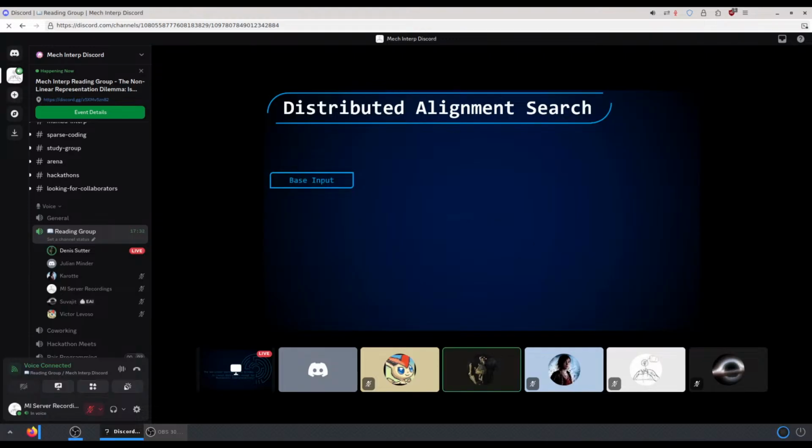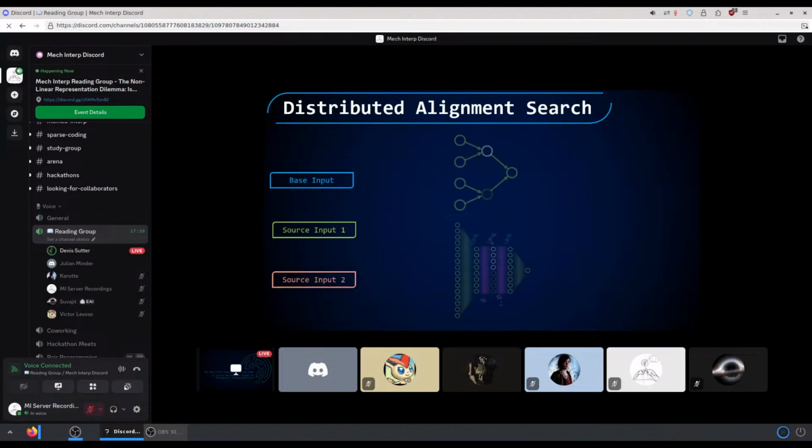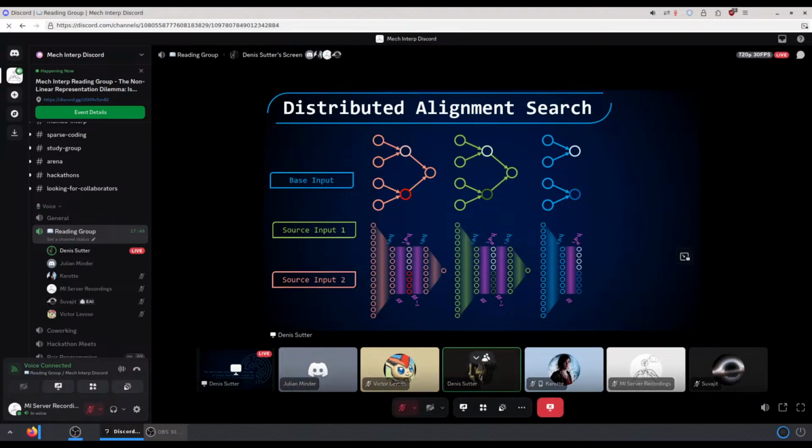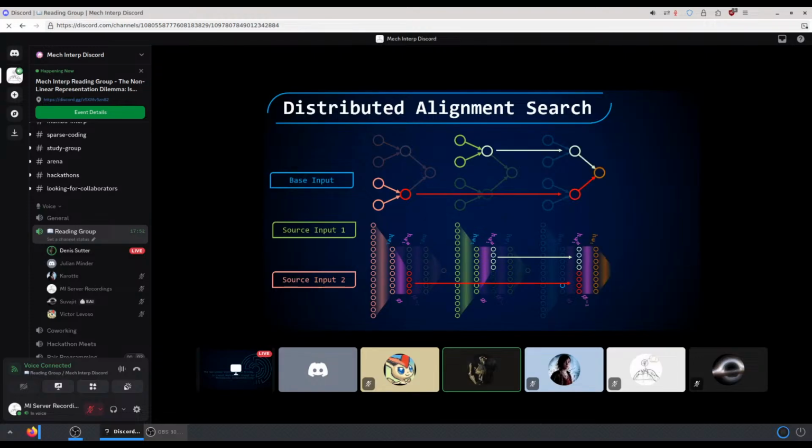Let's start with a dataset sample that includes a base input, along with two source inputs that define the interventions. Each source input corresponds to a separate run, both in the algorithm and the neural network. For the base input, we run the algorithm and network up to an intervention layer. At that layer, we intervene, then continue running both systems to completion, where we calculate a similarity loss, for example, a negative log probability, and apply backpropagation to train the alignment map phi, while keeping everything else frozen.